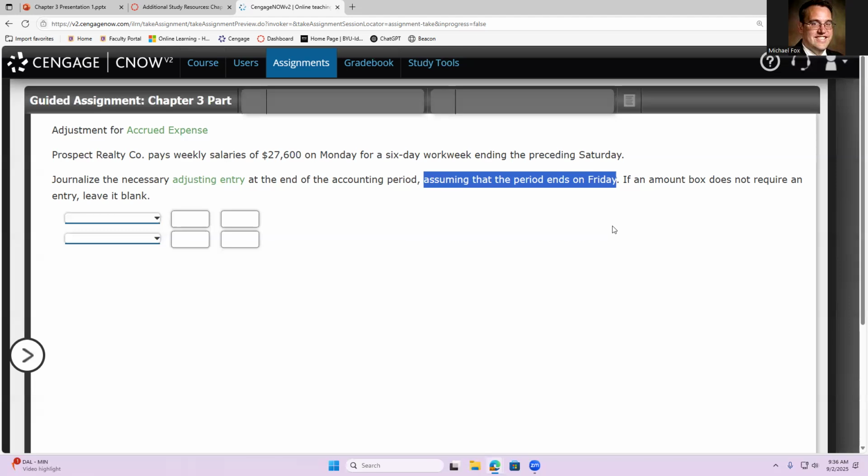Okay. Everybody understand the process though? Divide to get a daily rate, then multiply the daily rate times the number of days that you're doing the adjusting entry for. We're doing it for 5 days because the month ends on a Friday. So the people have earned their wages Monday through Friday that we want on this month's records, and then the Saturday one will be on the next month's records.